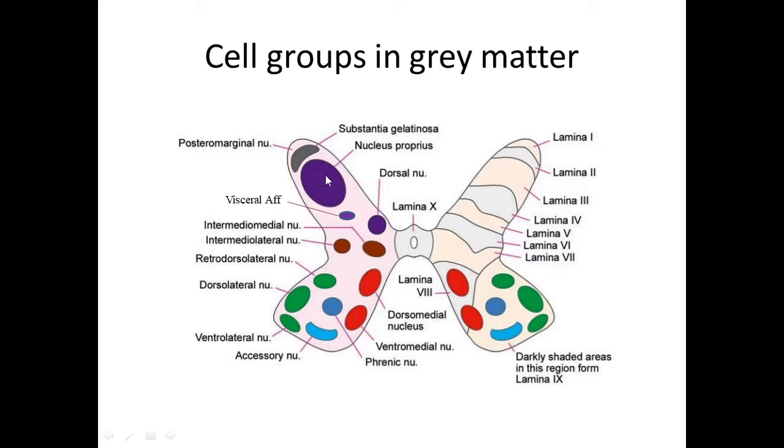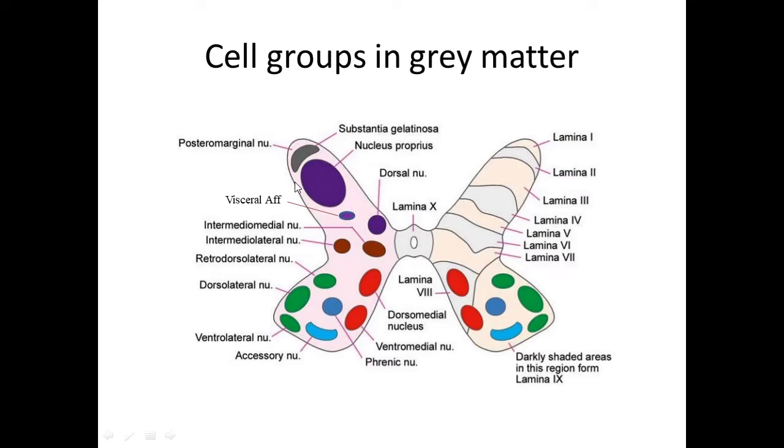So the groups of nuclei in the dorsal gray column are the posteromarginal nucleus, substantia gelatinosa, nucleus proprius, then the dorsal nucleus or nucleus dorsalis, and the visceral afferent nucleus.